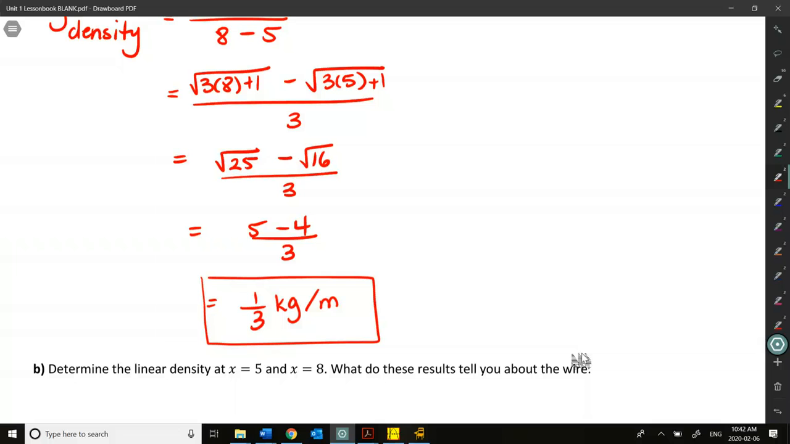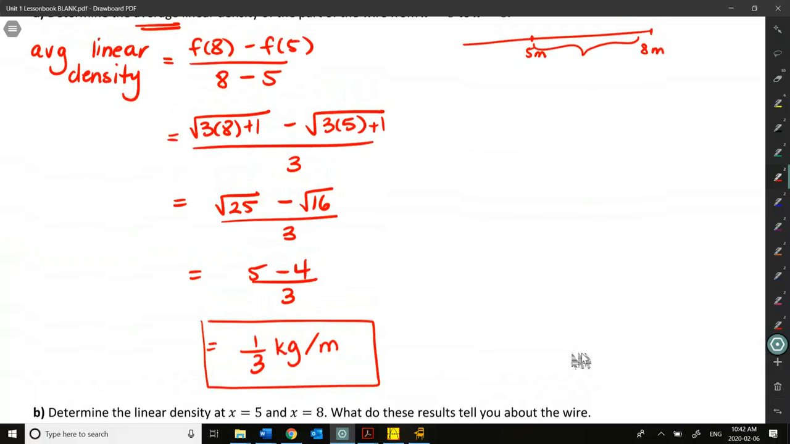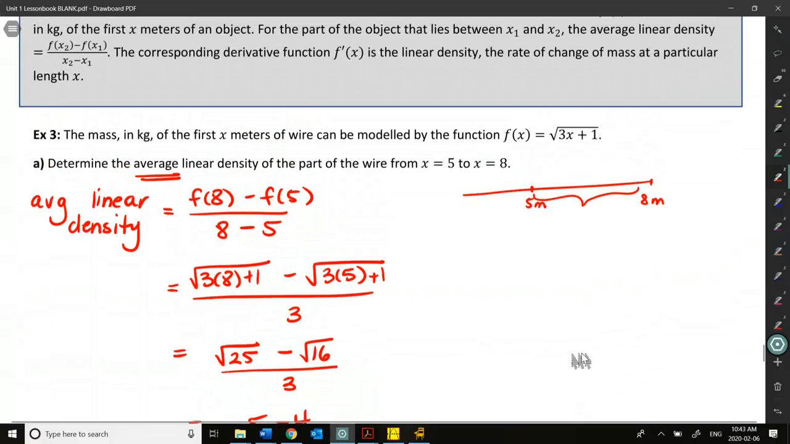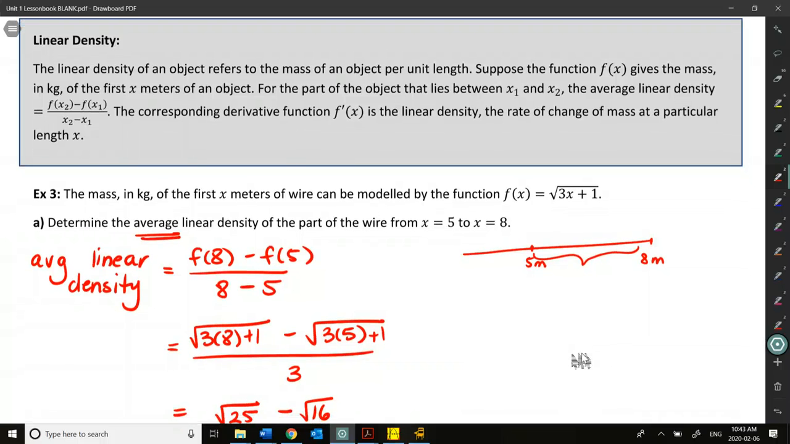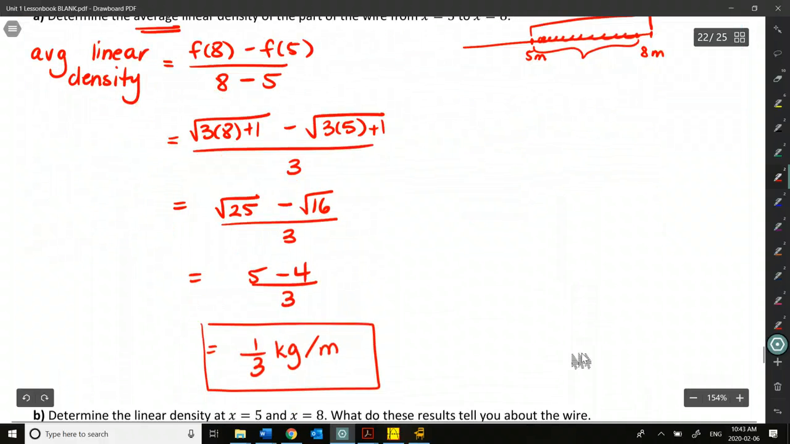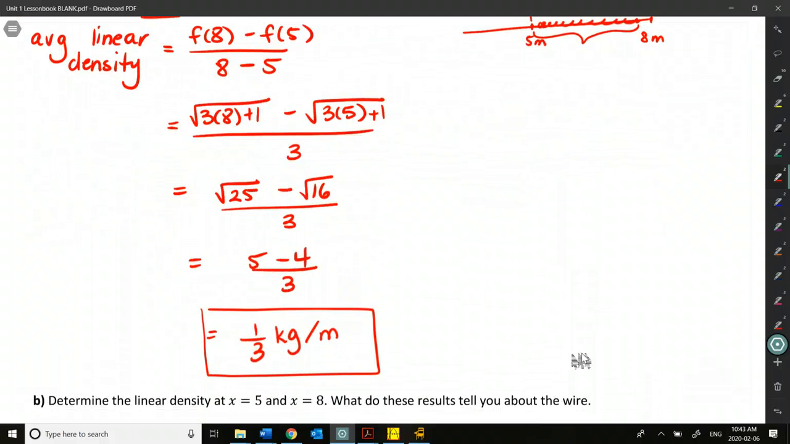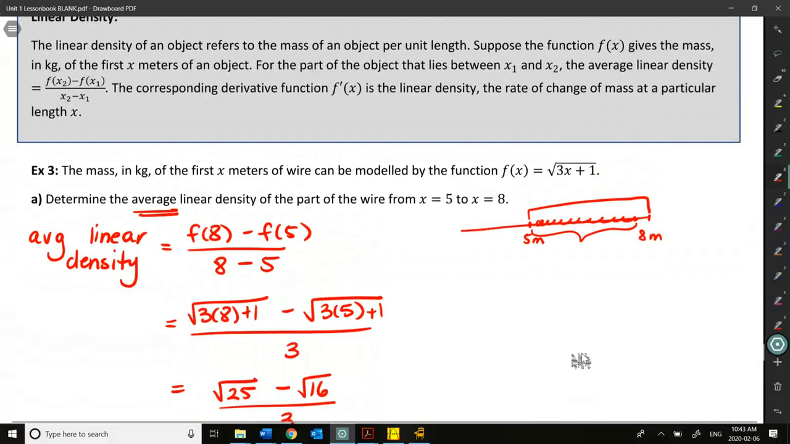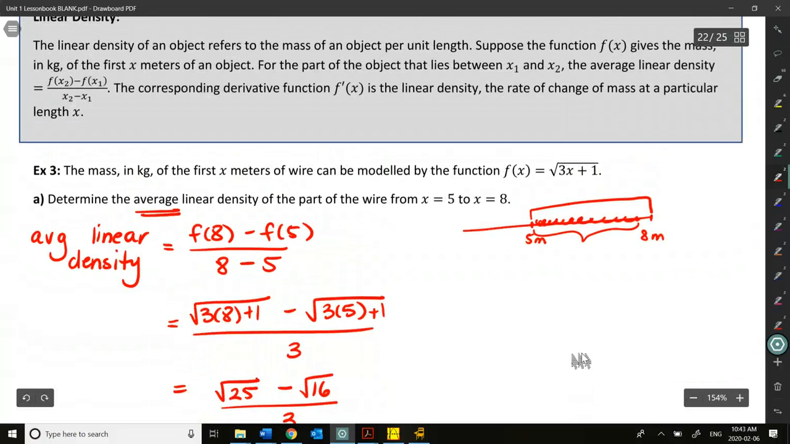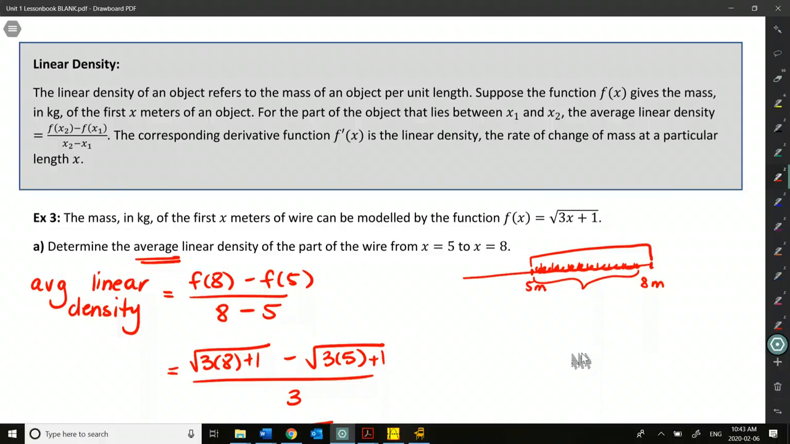Emily, what does that answer actually mean? So does it mean that over that period of time it's gaining a third of a kilogram? This one is basically just telling us that over this distance in the wire, on average the linear density of this material is about 1/3 of a kilogram per meter. So it's basically just telling us approximately what the linear density is all the way from 5 meters to 8 meters, just for that little piece of the wire.